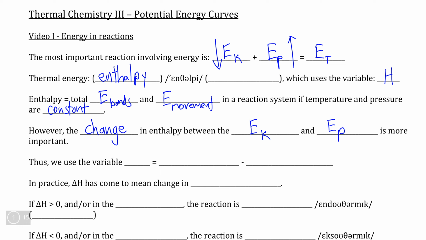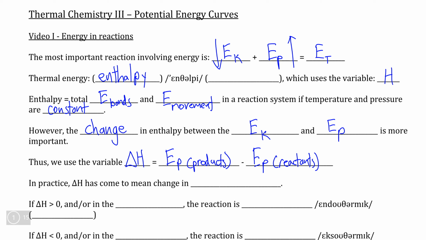Therefore, instead of referring to the variable H, we use the variable delta H to represent the change that takes place between kinetic and potential energy. And we represent delta H with the formula: potential energy of all products within a reaction system, from which we subtract the potential energy of all reactants within a reaction system. Another way of looking at this is the change in potential energy from the reactants to when they become products.